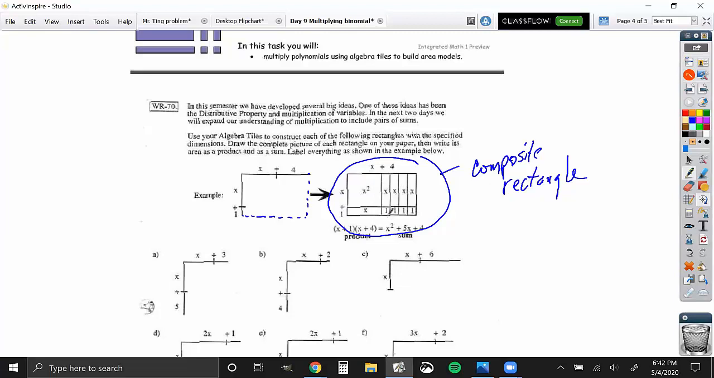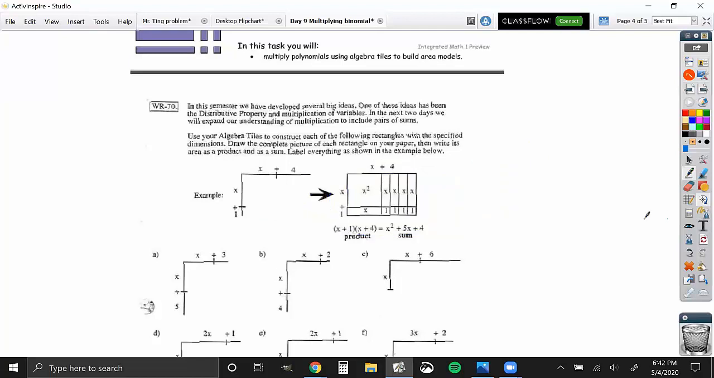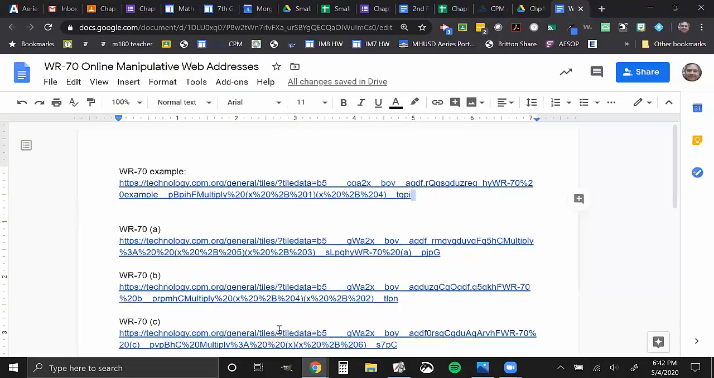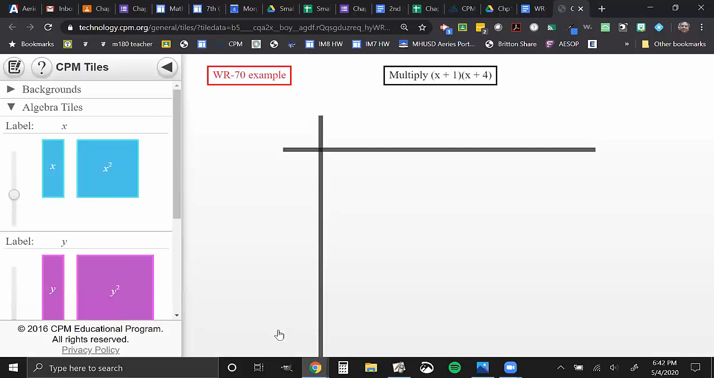We'll use a generic rectangle tomorrow after this lesson, but for right now we're looking at just a composite rectangle. What are all the parts that it would take to fill in this rectangle? So I'm going to open up the first of my documents here, and we're going to do this example right here. You have this same document. In the example, it says multiply x plus 1 by x plus 4.